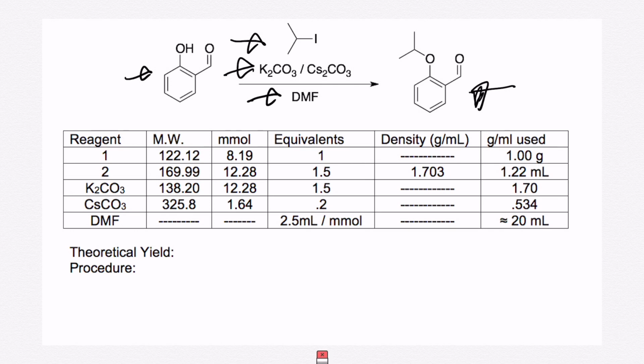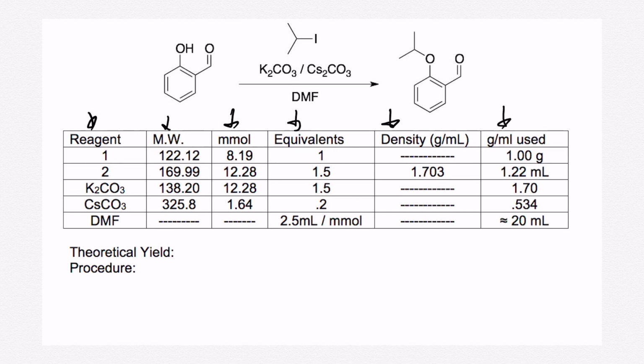So if you're doing something like this, it's called a scheme. There are no mechanisms involved, just the starting material, the reagents you're going to use, and the expected product. The next thing is going to be setting up your table. So my table here has 6 columns, and it has a reagent column, molecular weight, millimoles, equivalents, density, and finally the grams or milliliters that I use for this reaction.